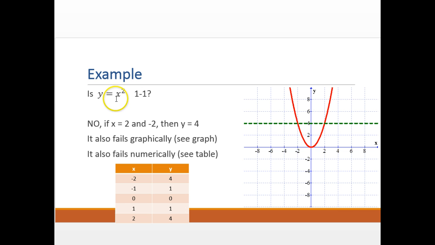So is y equals x squared one-to-one? Here's the graph of y equals x squared. Notice it does not pass the horizontal line test. It fails. Also, if x equals 2 and negative 2, y is 4. In other words, an item of the range is repeated. We look at the table and notice the y values are the same. Even though we have different x values, this still means it's a function because it passes the vertical line test. However, it's not a one-to-one function because it does not pass the horizontal line test.